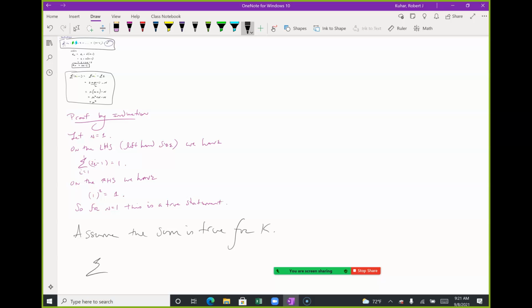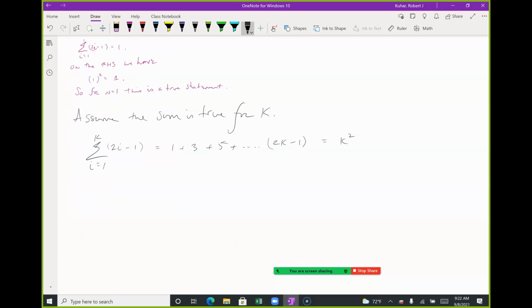So I get the sum from i equals 1 to k of 2i minus 1 should equal 1 plus 3 plus 5 plus ... all the way up to 2k minus 1, which should be k squared. We're assuming all of that is true. I felt like I'm writing that kind of fast, so let me make sure you're all okay here. Okay?